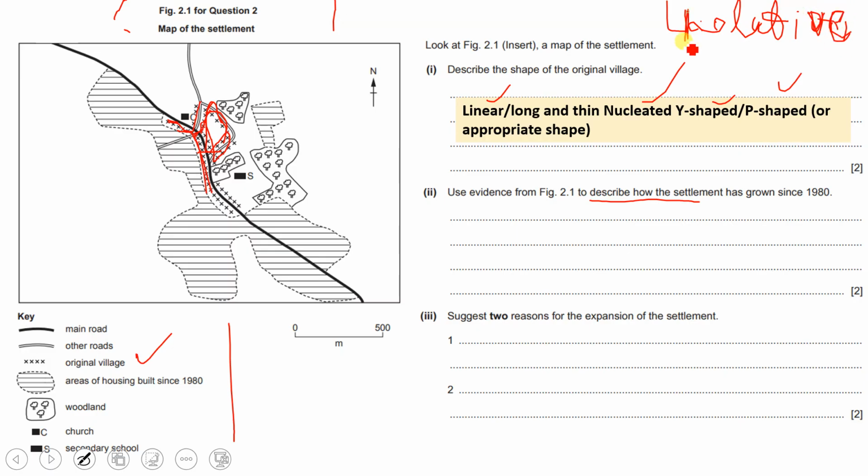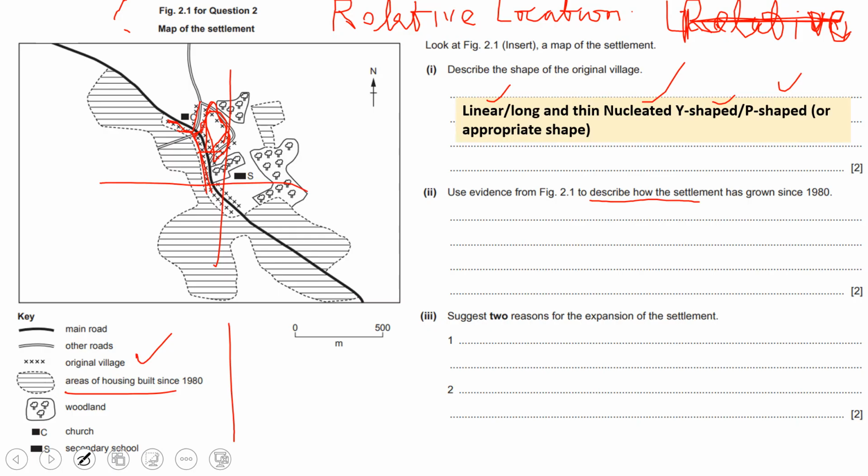What that means is, you locate and describe in relation to other features around the map. So I can describe this in relation to this woodland, in relation to the roads. So if we are using the roads to describe, now we can say it has grown outward because this is areas of built up housing since 1980.